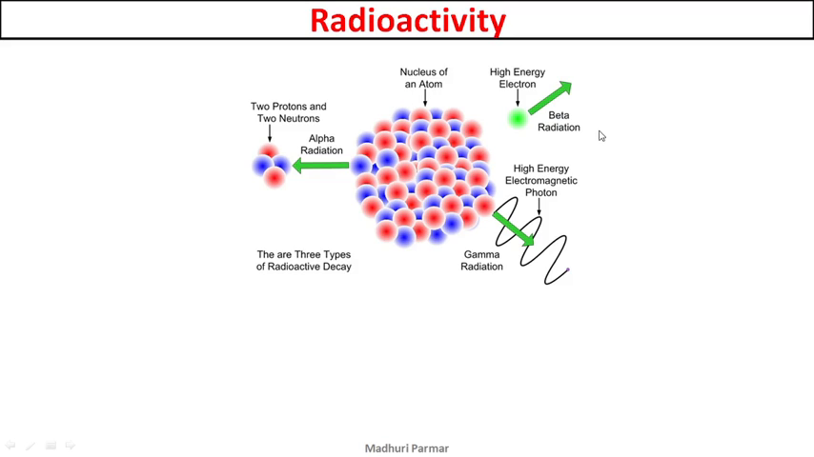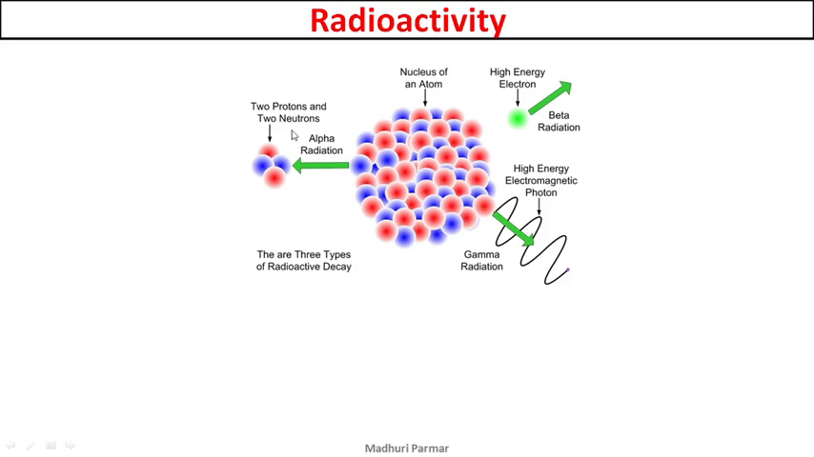Before that, let us briefly see what radioactivity is. Radioactivity is when the nucleus of an atom is unstable. It is unstable because the number of neutrons is higher than the number of protons. In such cases, the nucleus tries to become more stable. How will it become stable? It can become stable by alpha radiation, which is release of a helium nucleus. A helium nucleus has two neutrons and two protons. That is called alpha radiation.